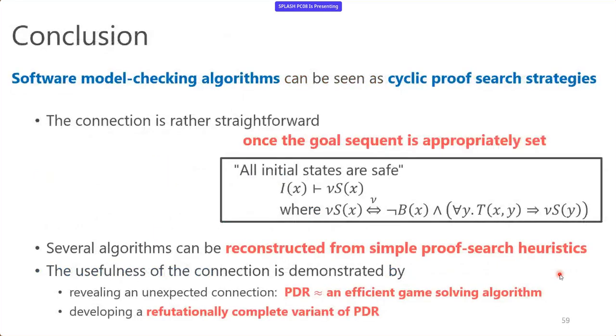Okay, let me conclude the talk. This is the main takeaway message: software model checking algorithms can be seen as cyclic-proof search strategies. We have established a connection based on this goal sequent, where the initial states are safe using this one. Okay, thank you for your attention.